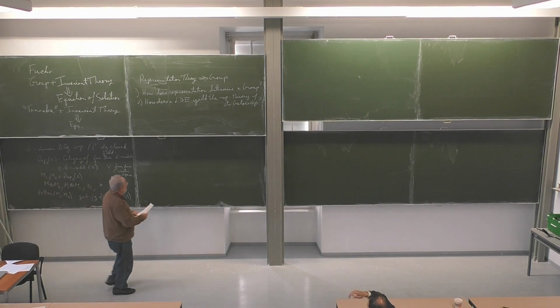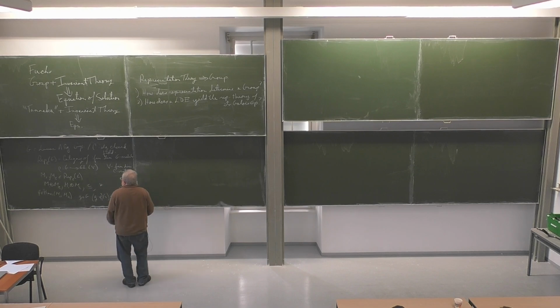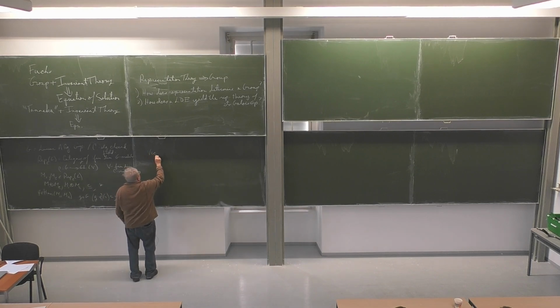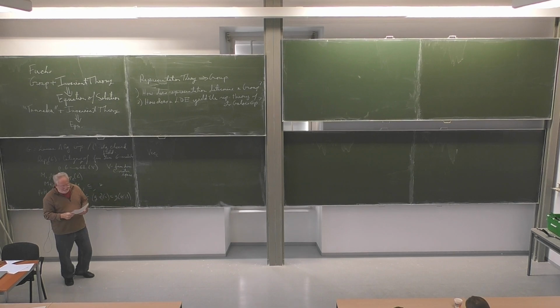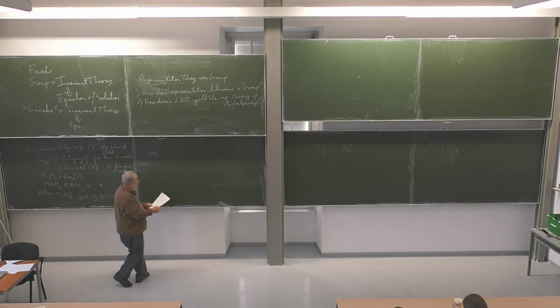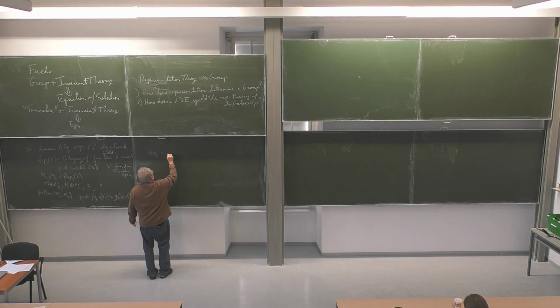Okay. Now, there's a simpler category. I'm going to call it vector spaces over C. This is just the category of finite dimensional vector spaces.